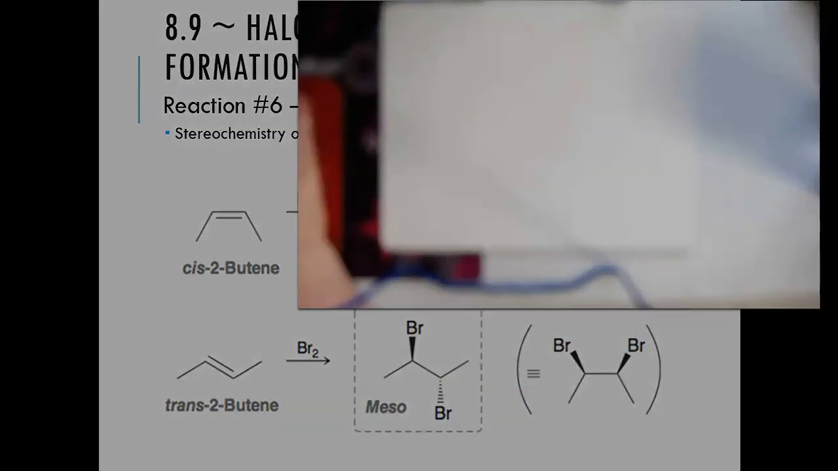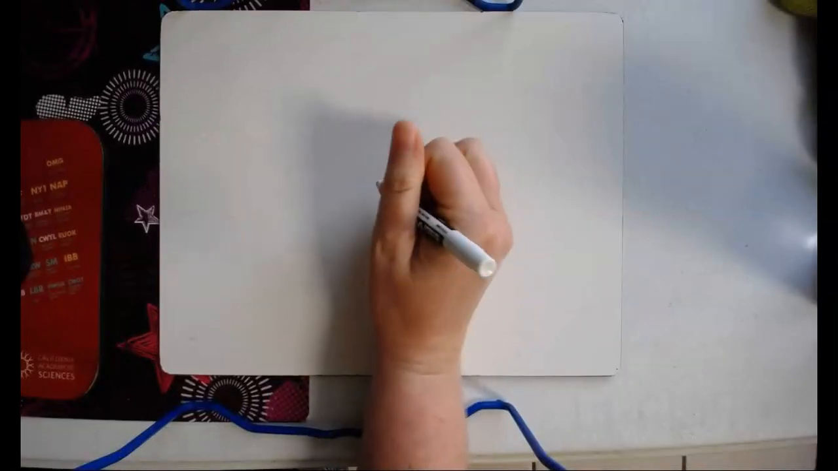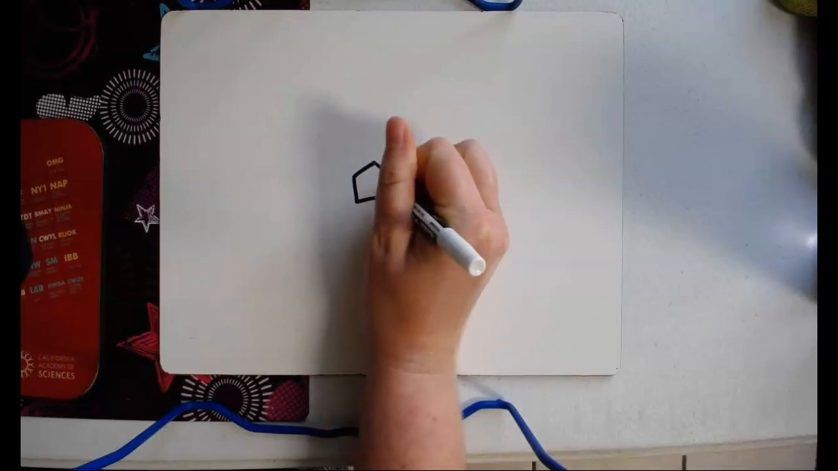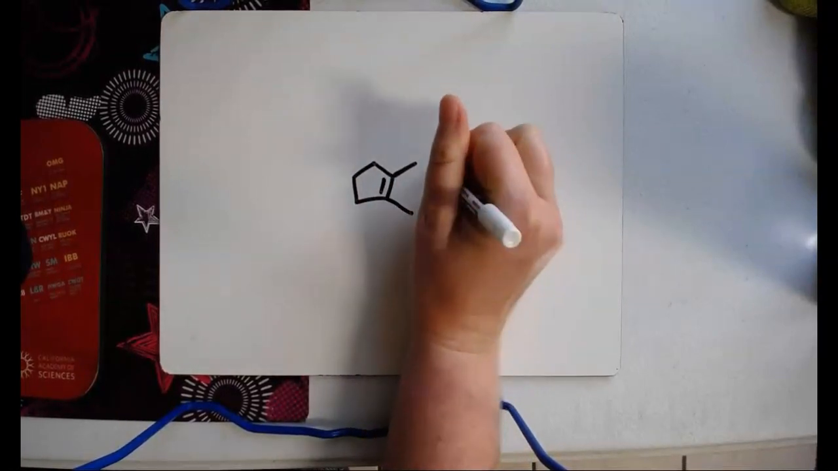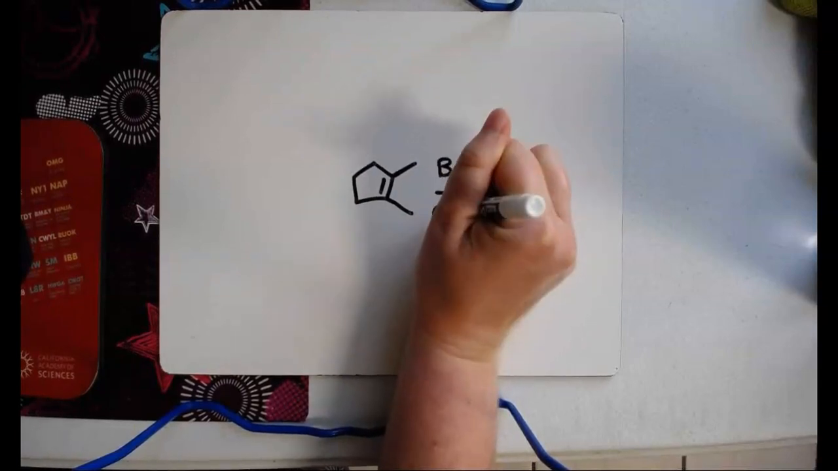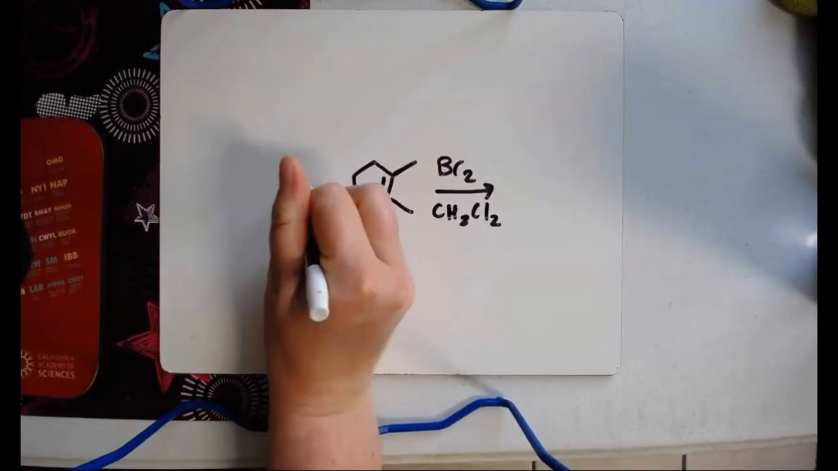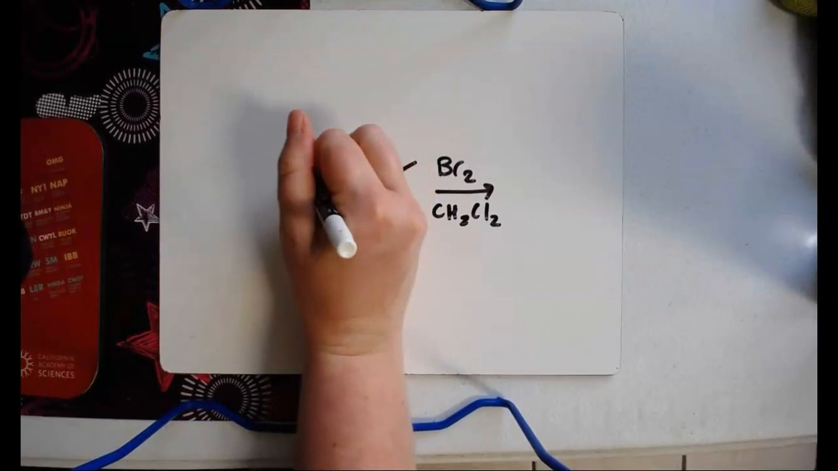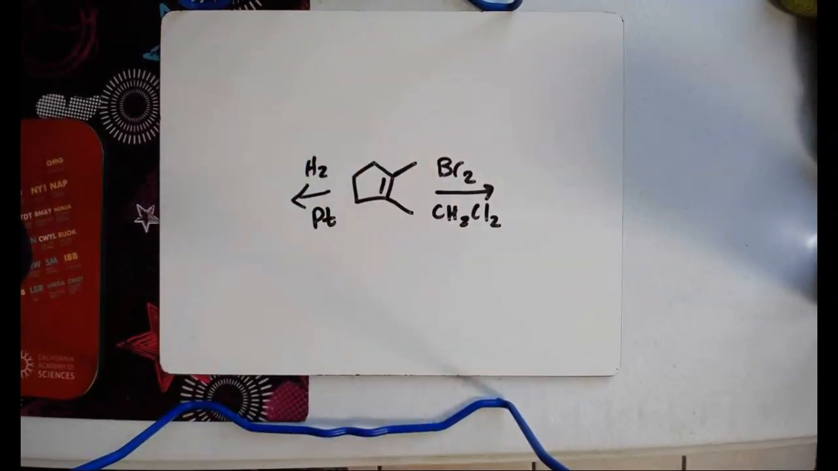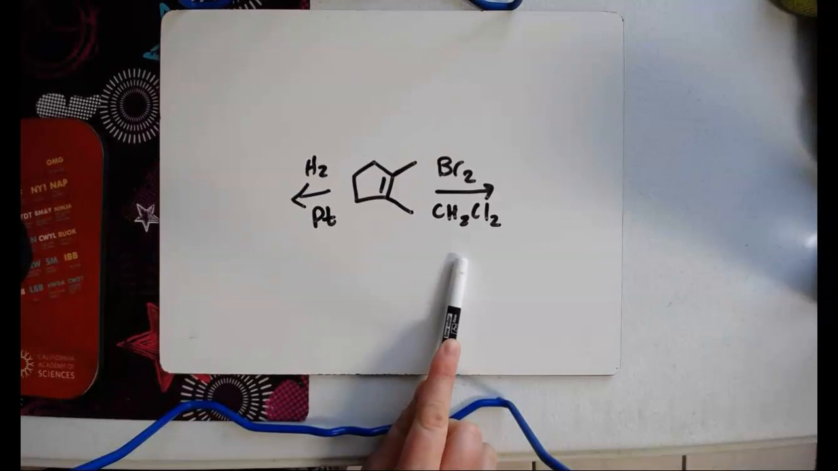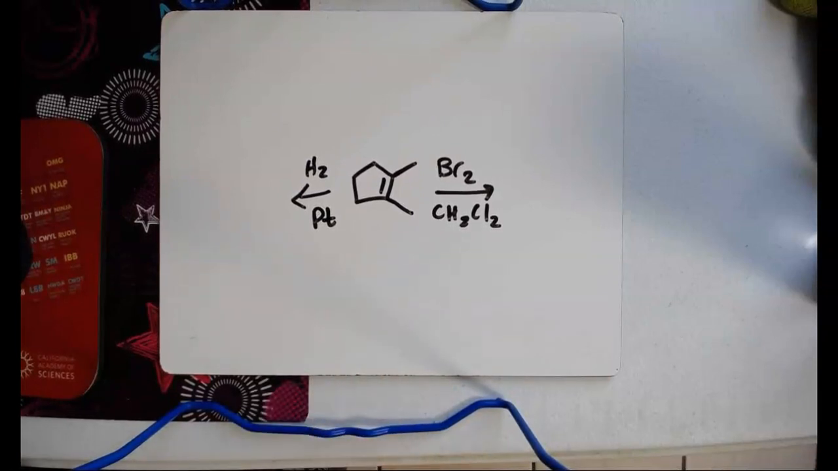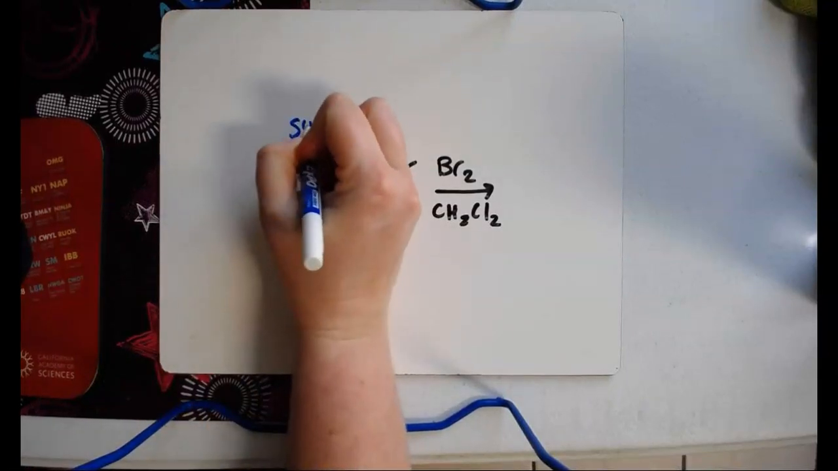So we are going to do a little practice problem. So we're going to start with what we just learned, as well as a reaction from our last video. And so we're going to look at this, reacting it with our halogen, with methylene chloride, and with our hydrogen with platinum.